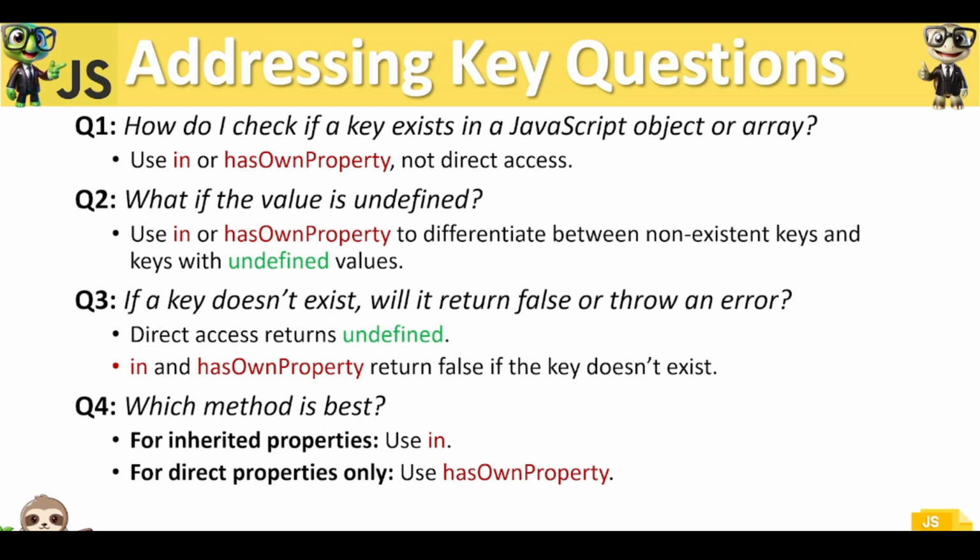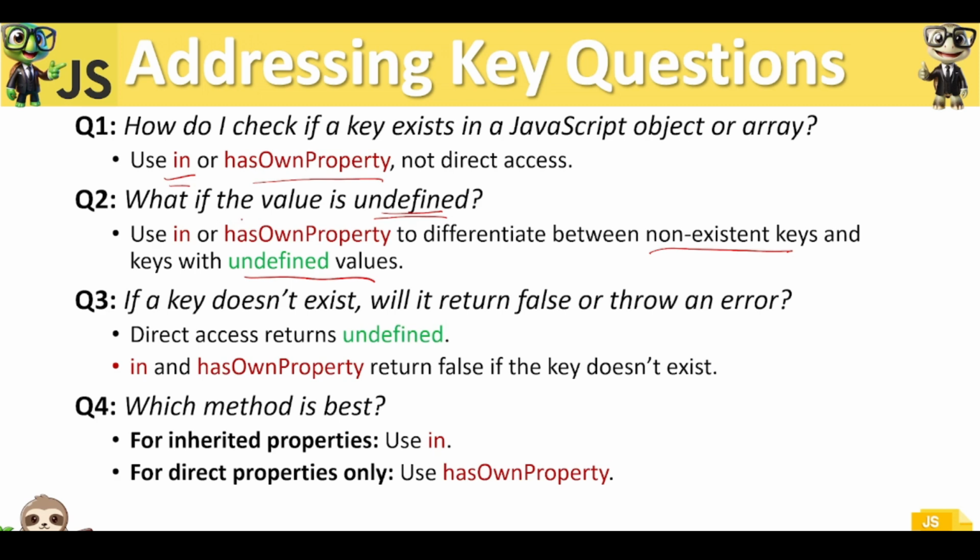So one common question that students have been asking me, so I've just tried to put it down as a fact: how do I check if a key exists in a JavaScript object or an array? So we use either in or hasOwnProperty to check that, not direct access. What if the value is undefined? So use in and hasOwnProperty again to differentiate between non-existing keys and keys with the value undefined. You can easily check whether the key exists or not and then find out whether the value itself is undefined.